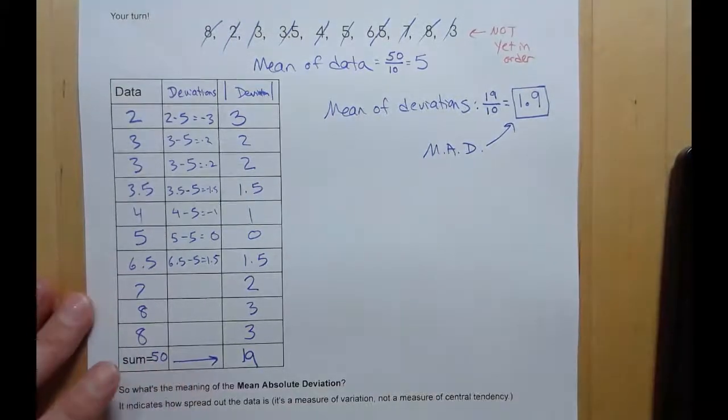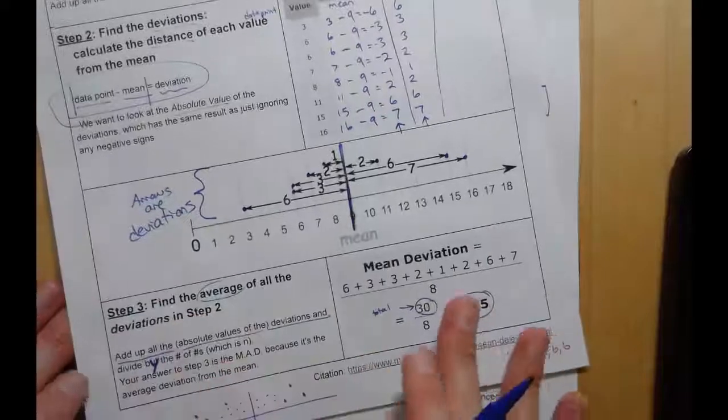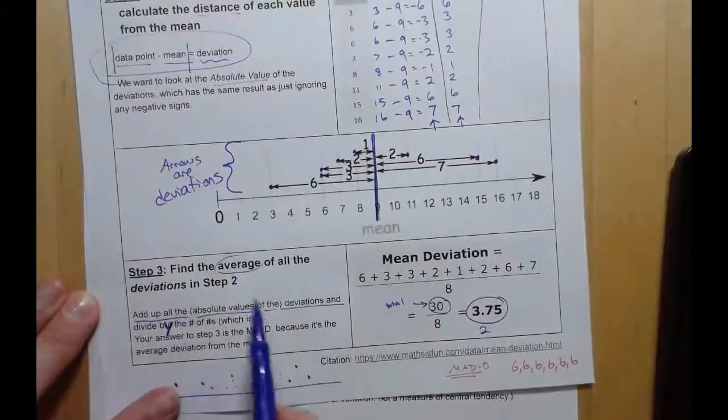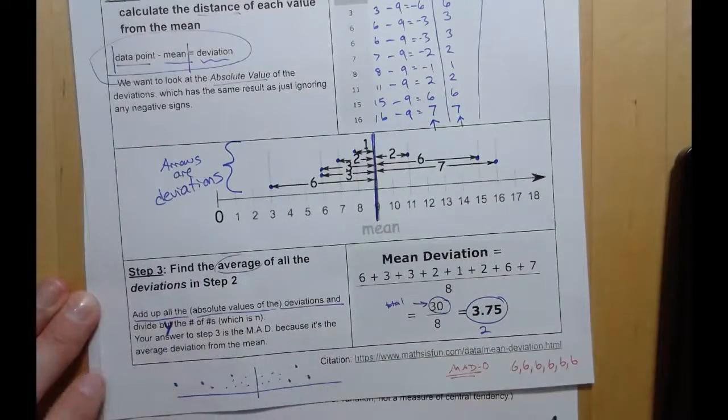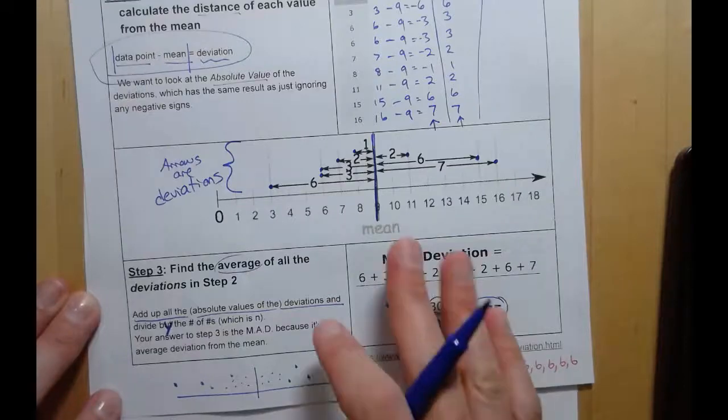Should we check to make sure? Let's go back to our other sheet. Do we do all of our steps? Yep. Your answer to the step 3 is the MAD. It's the average deviation from the mean. Excellent. We did all of those different steps there.